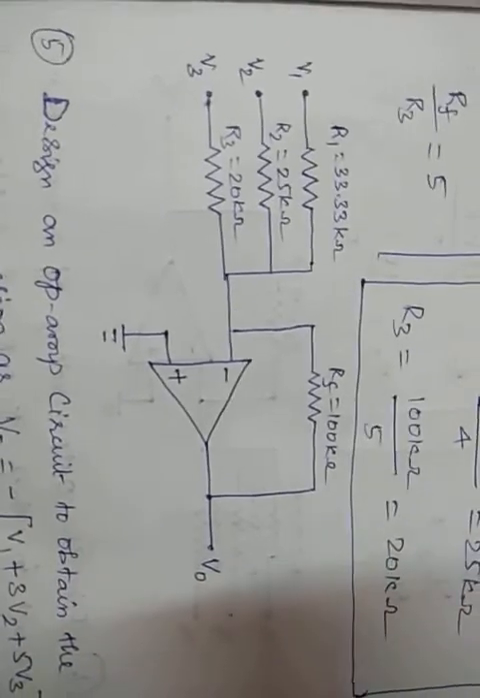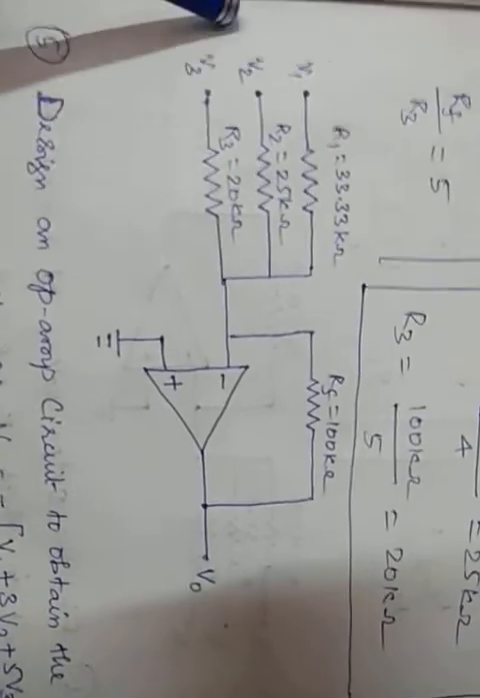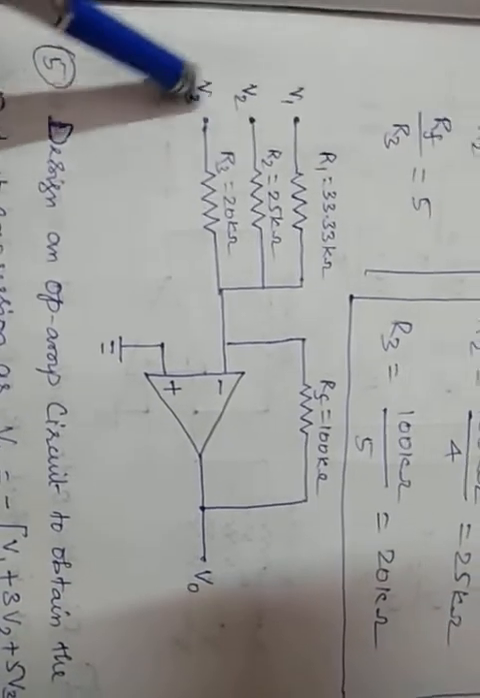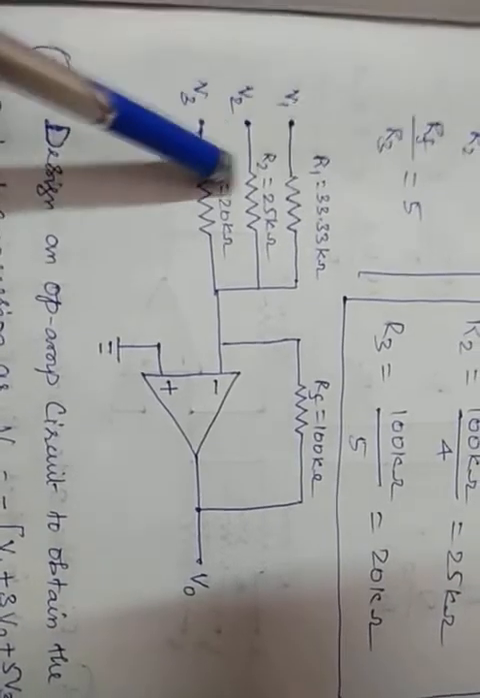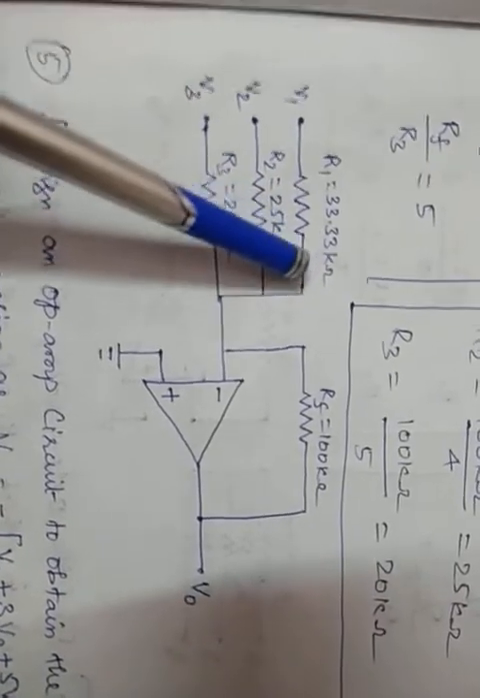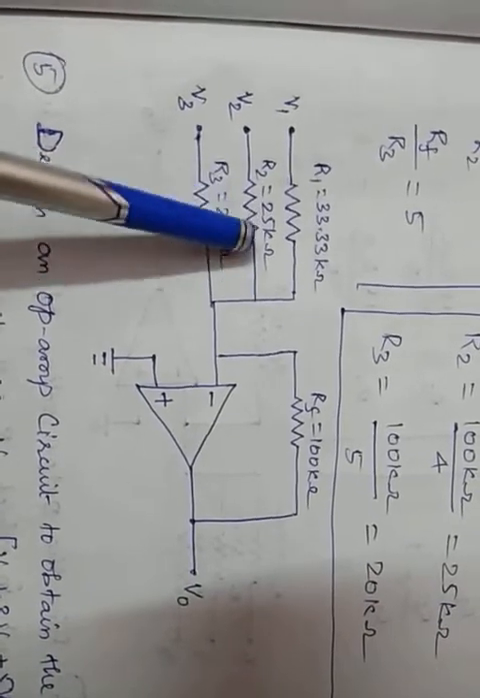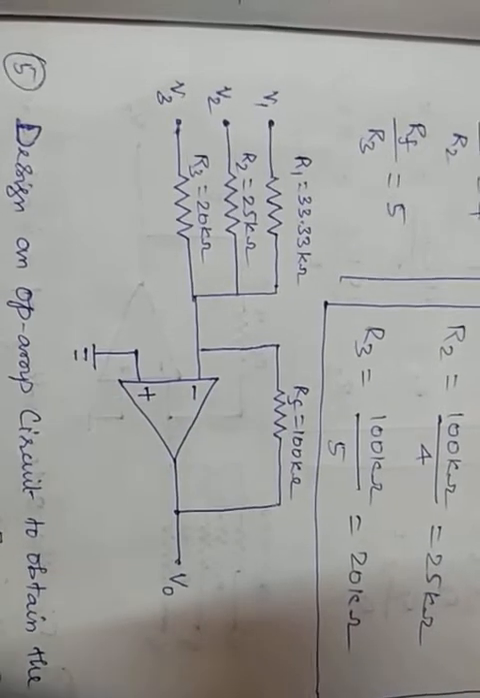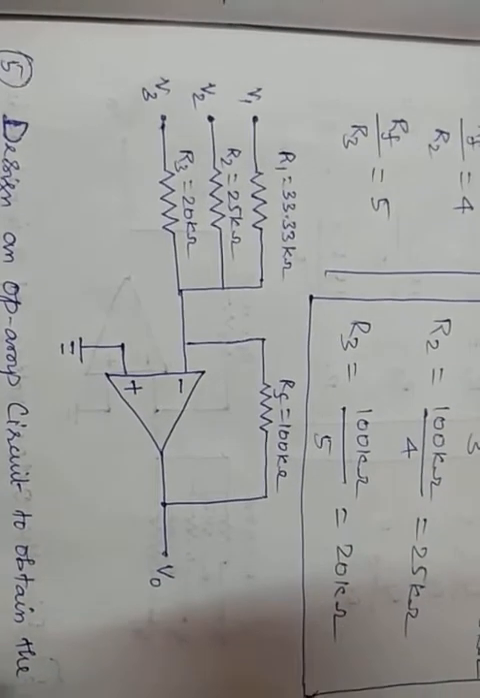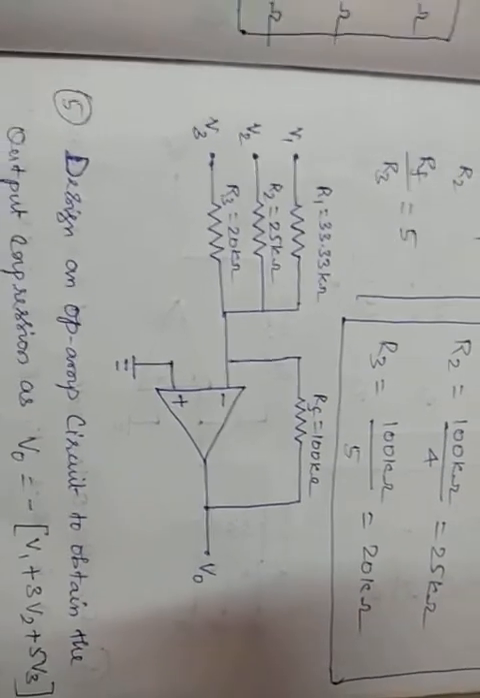So we can draw the diagram in the same way as in the previous problem. Three inputs V1, V2, V3 are given, and three corresponding resistors, which we just calculated. The first one is 33.33 kilo ohms, next one 25 kilo ohms, last one is 20 kilo ohms, and Rf is 100 kilo ohms. So we'll see the next problem.